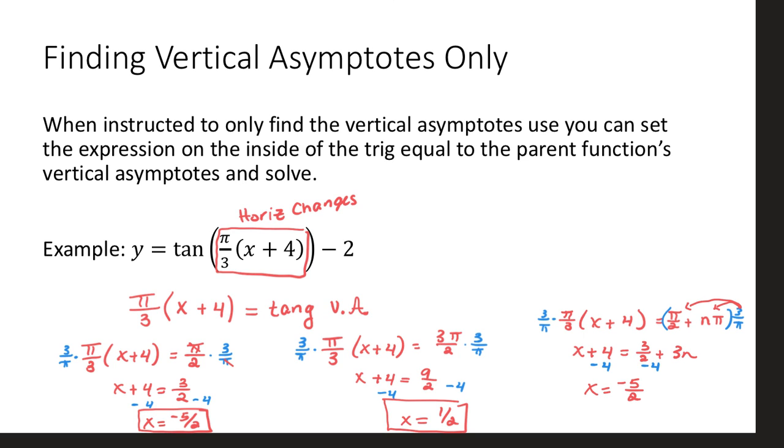And then that plus 3n is just saying, okay, it's going to start at negative 5/2, which we saw in our first one. Our first vertical asymptote was at negative 5/2. And then to find the following ones, I can just keep adding 3n onto it. So negative 5/2 plus 3 is positive 1/2. And I could keep that going to find all following ones, adding 3 each time. If I did, my next one would be 3.5, and then 6.5, and then 9.5, and so on.